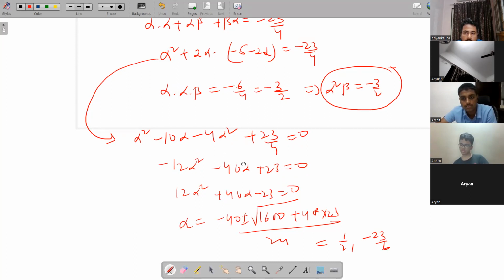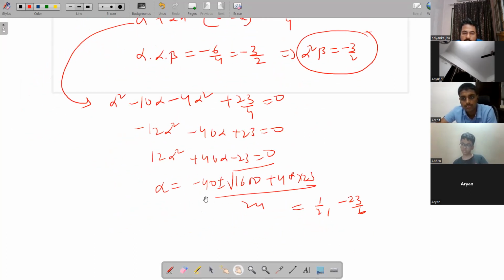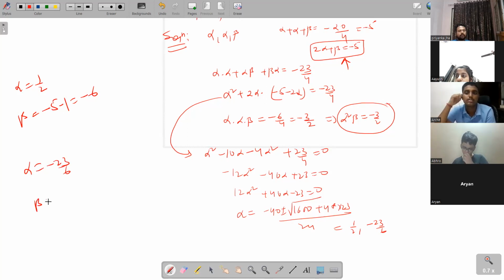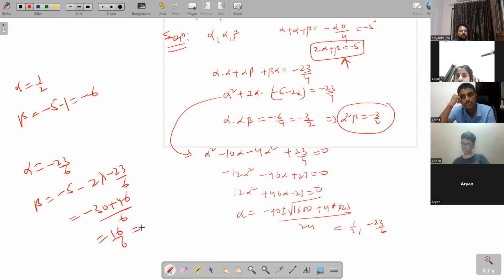Now, if you see, which value of alpha you have to take. Now see, if you take alpha half, put it in this equation and you will get beta. Beta is minus 5 minus 1, that is minus 6. And if you put alpha equal to minus 23 by 6, again you will get beta as minus 5 minus 2 into alpha, that is minus 5 plus 23 upon 3, so minus 30 plus 46 upon 6, so 16 by 6, that is 8 by 3.